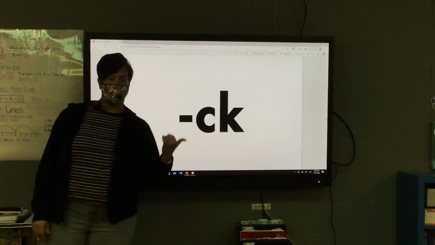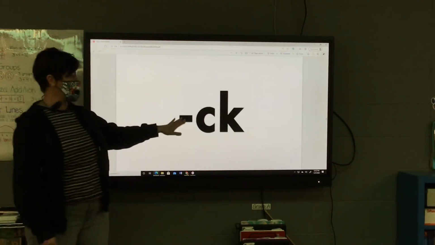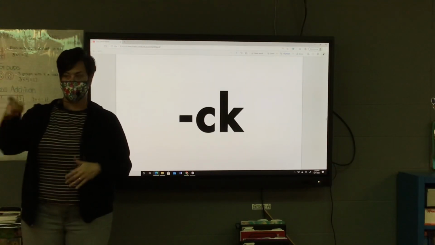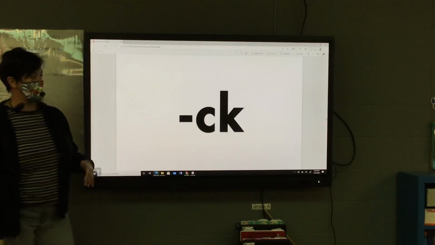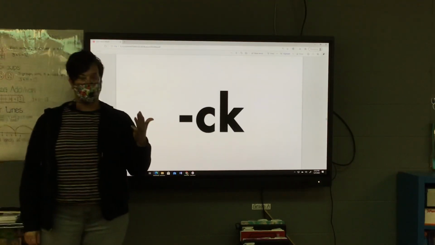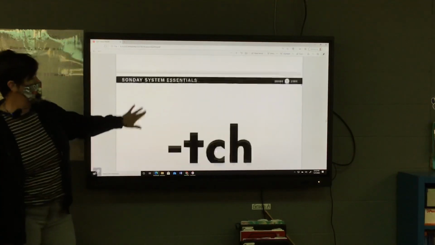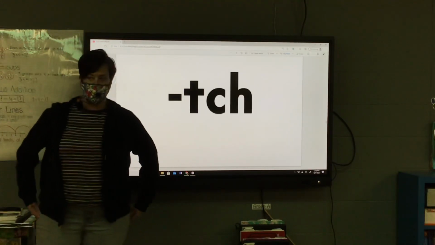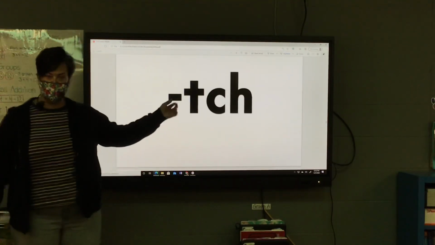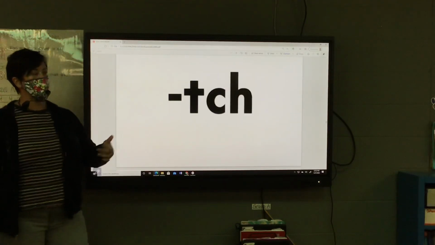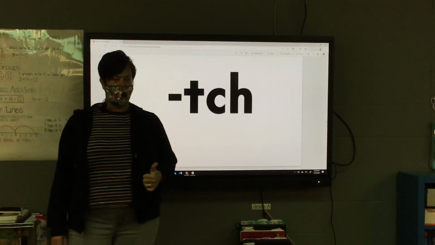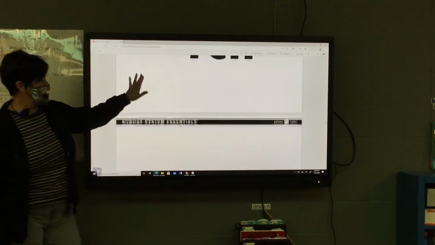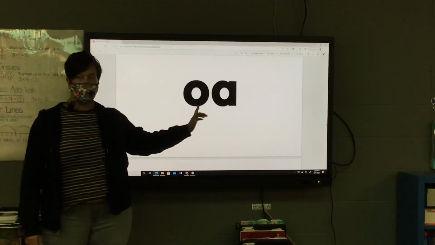At the end of a word, what is right in front of the CK at the end of a word? The short vowels again. A, i, o, u. At the end of a word, again, what's in front of this? The short vowels. And what are those short vowel sounds? A, i, o.